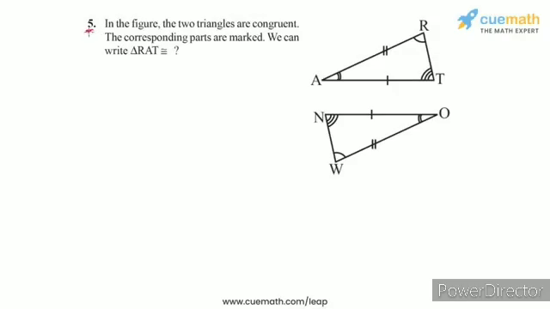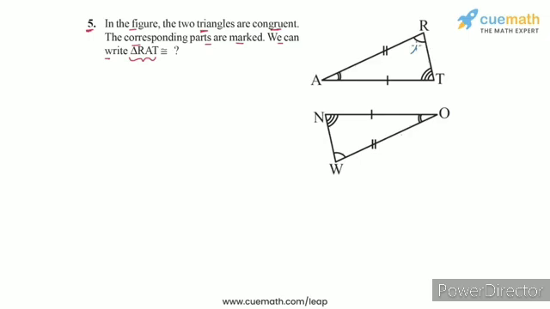In question 5 of this exercise, the problem statement says that in the figure that you see on the right, the two triangles are congruent. The corresponding parts are marked. We can write triangle RAT congruent to what? So the two triangles are congruent, but we have to write this congruence relation. We have to complete this congruence relation by keeping in mind the correct order of the vertices. Okay, so the problem is that the two triangles are not in the same orientation. So we have to carefully observe which vertex in triangle RAT corresponds to which vertex in the second triangle. And to do that, we can observe the angle pairs which have been marked as equal.